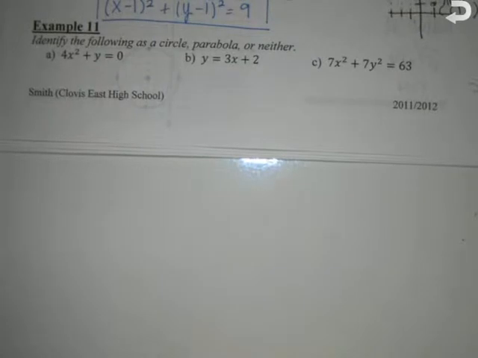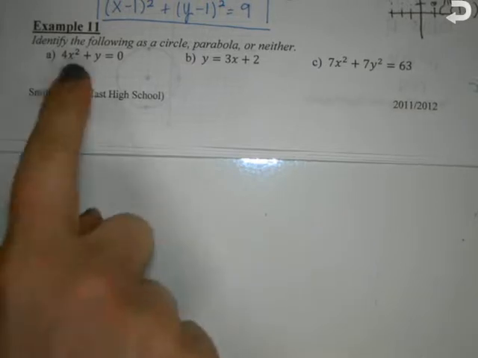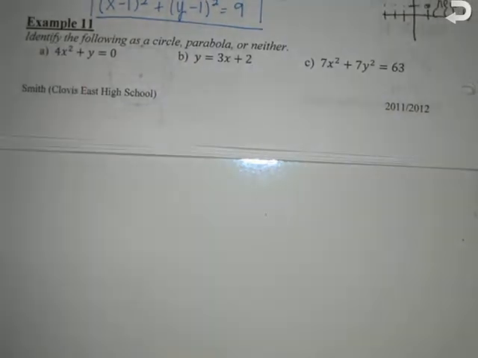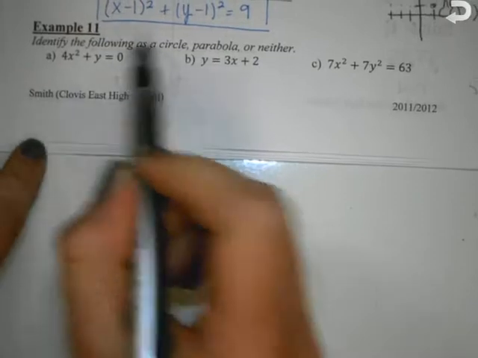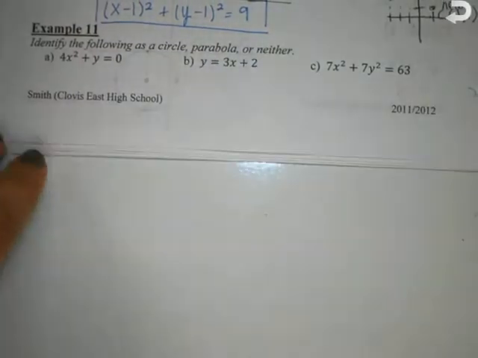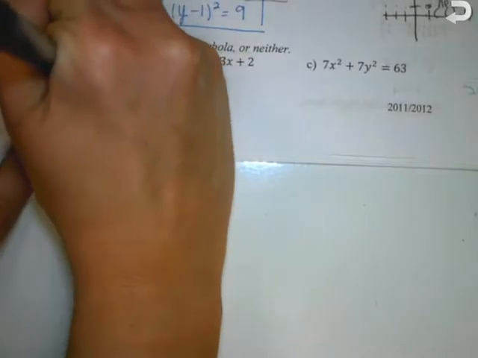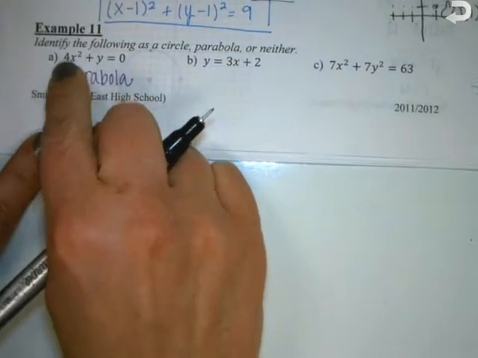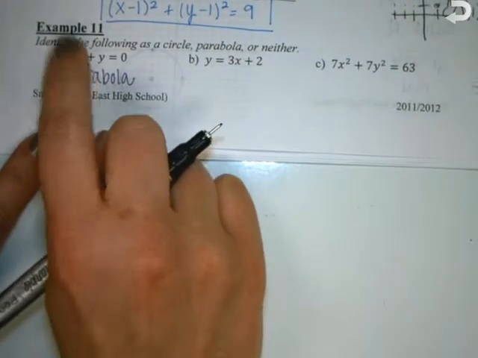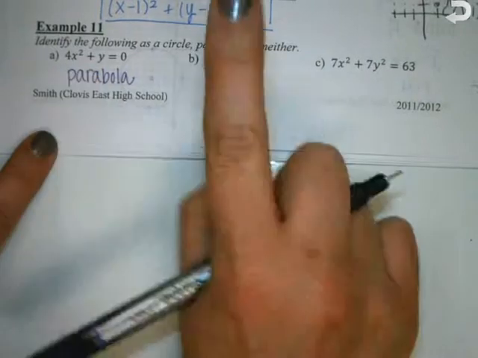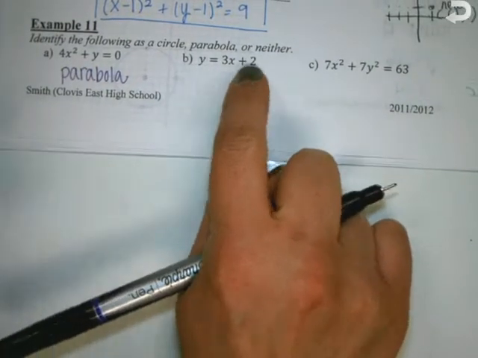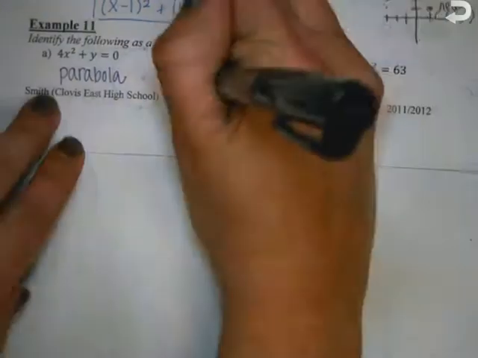That's also very important. Okay, so looking at example 11, we have 4x squared plus y equals 0. Is this a circle, a parabola, or neither one? It's a parabola. It does not matter that x and y are on the same side. All that matters is that there's an x squared there. Okay, B, y equals 3x plus 2. What is that? Neither one. What is it really? It's just a line. Okay, C, 7x squared plus 7y squared equals 63? Circle. How do you know? Both are being squared. Okay, that's one way to tell.